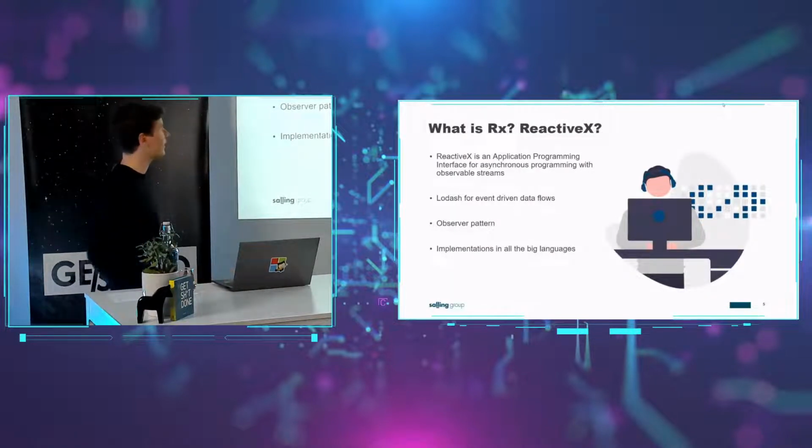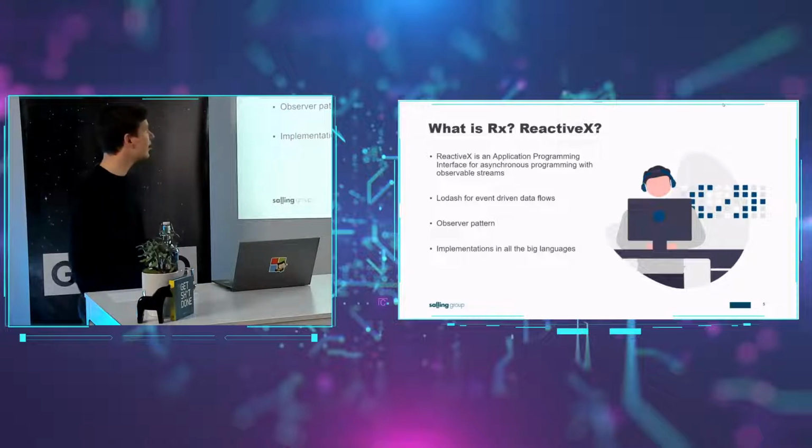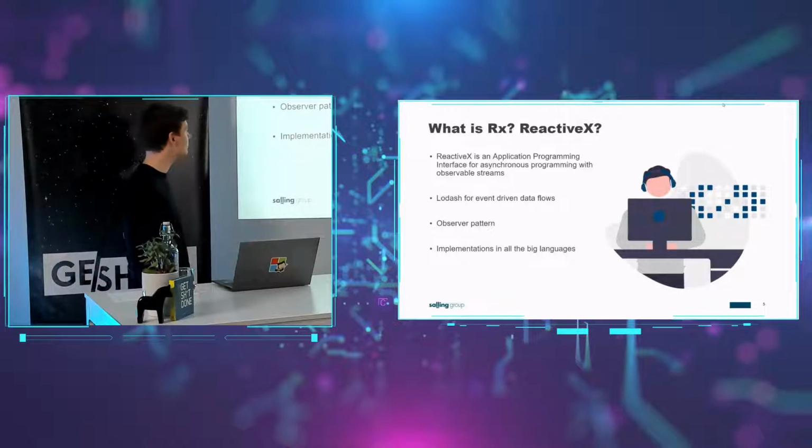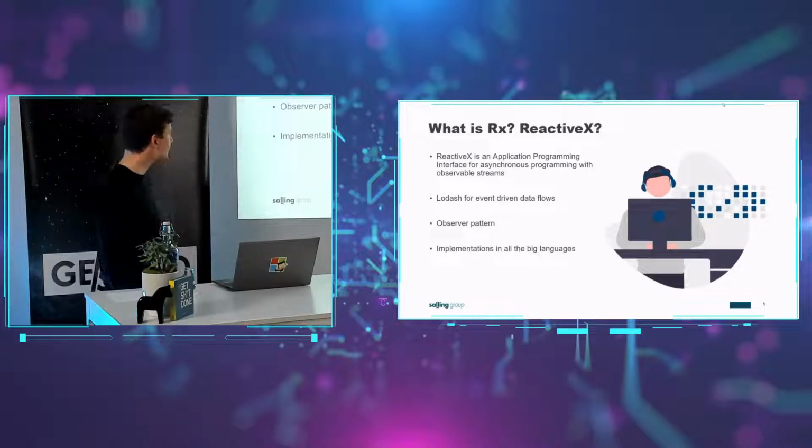So I thought it would be worthwhile to present it to you guys. Real quick, Rx stands for ReactiveX, and ReactiveX stands for Reactive Extensions. On their landing page, they have this: ReactiveX is an application programming interface for asynchronous programming with observable streams. It's a tough pill to swallow, so I'll do my best to explain what that means if you didn't get it. I know I didn't the first time I read it.